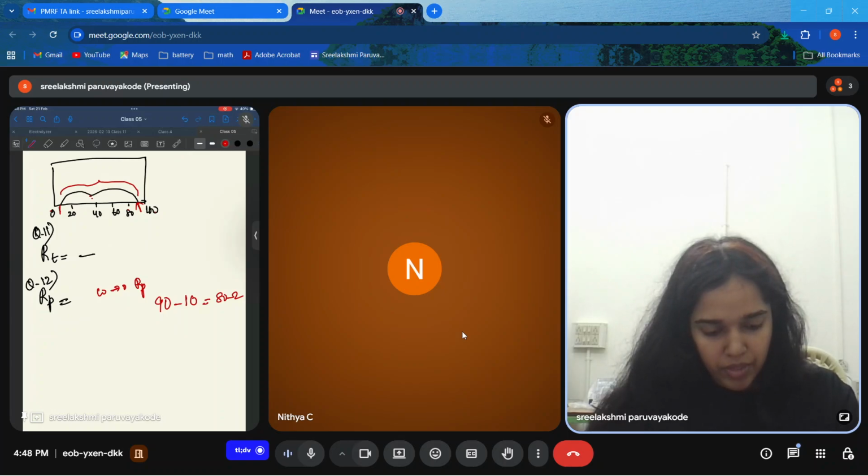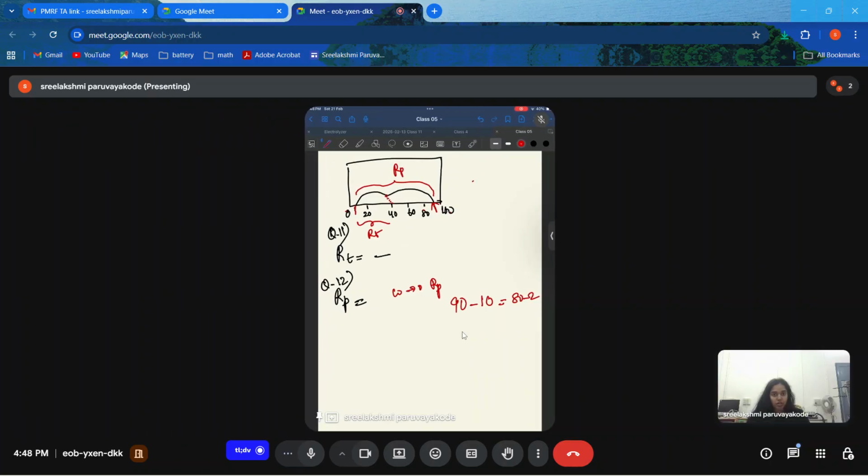Now what is the RT value? Where the first loop is meeting the x-axis. This part is RT. Let me say this is meeting somewhere here. I'm just extrapolating. If it doesn't meet the x-axis, I can extrapolate and find out where it is meeting the x-axis. So here I'm telling it is 40 minus 10 equal to 30. These are the values. Okay, 11 and 12 questions are done.